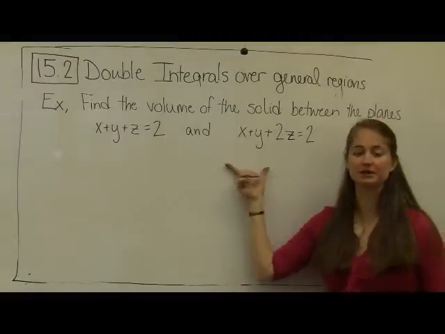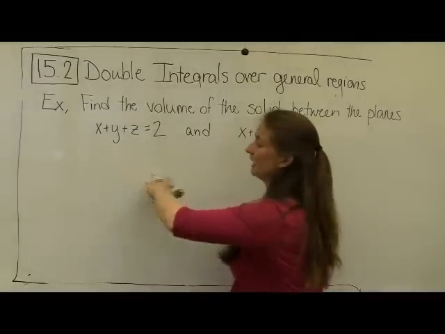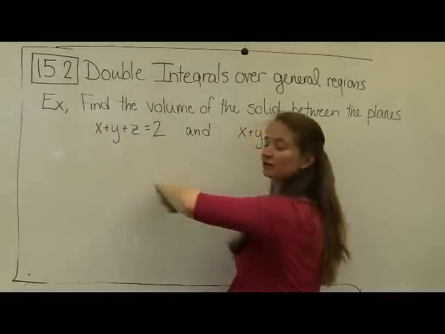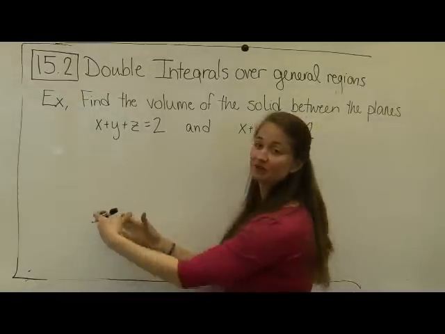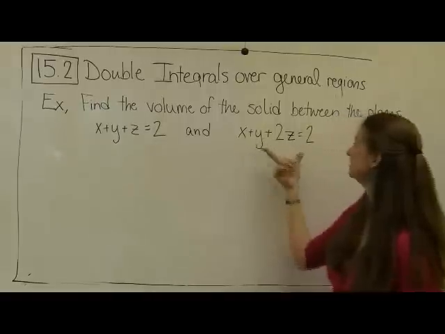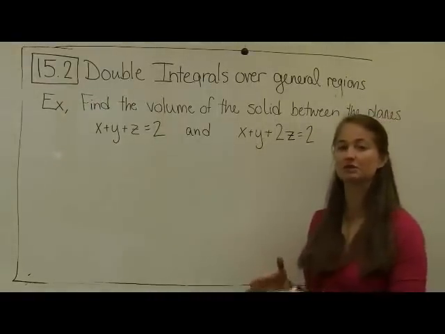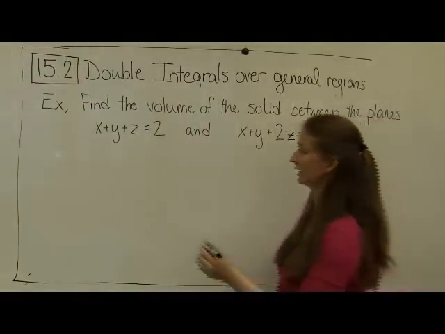The difference between this problem and previous problems is that before we've always been given our f of xy, which was the top of our loaf, and we've always been given some region that was the bottom of our loaf. And in this case, those things aren't as explicit for us. So we're going to have to come up with our region of integration. Let's start by sketching a picture of what these planes look like.